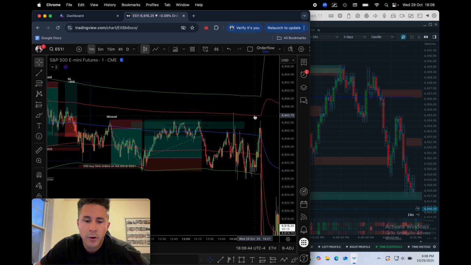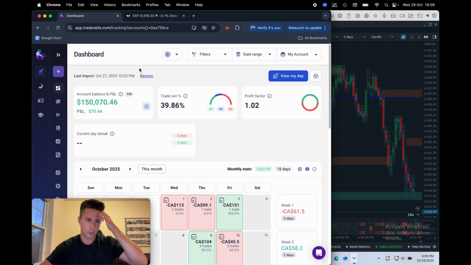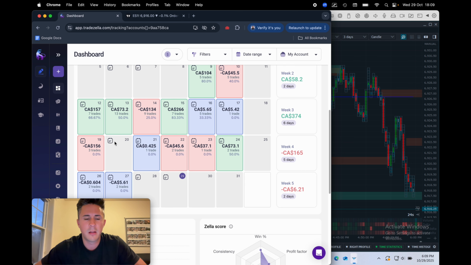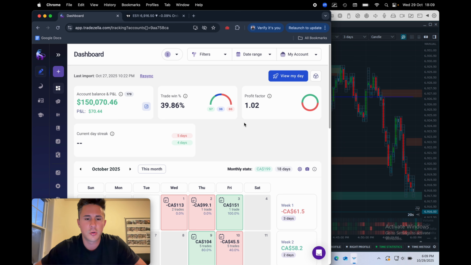So first of all, I would just like to open up my TradeZilla, which is my journaling software. So not only do I record my screen like this, but I also just journal normally, with a normal software. So as you can see, I am not a profitable trader, but I wouldn't say I'm a losing trader. I'm really a break-even trader. Lots of break-even days. My losses are quite small. My wins are okay. I'm a break-even trader.